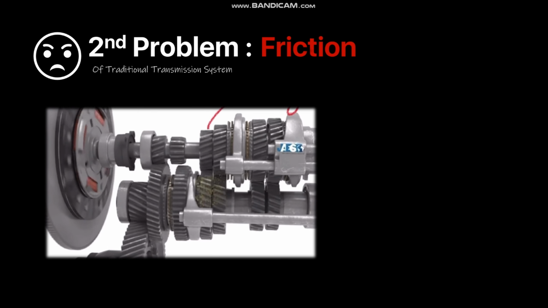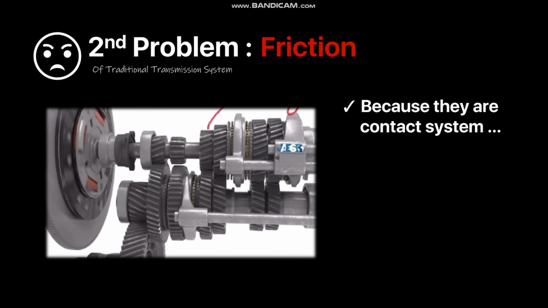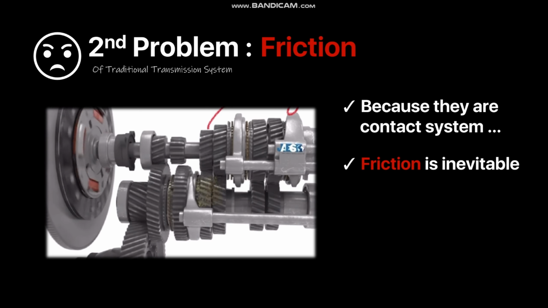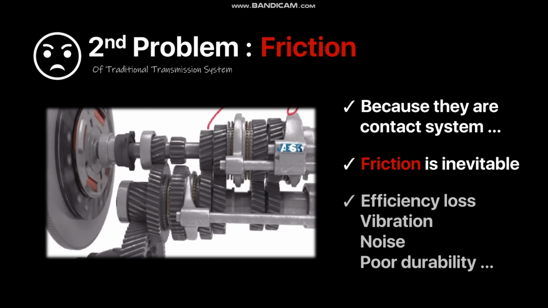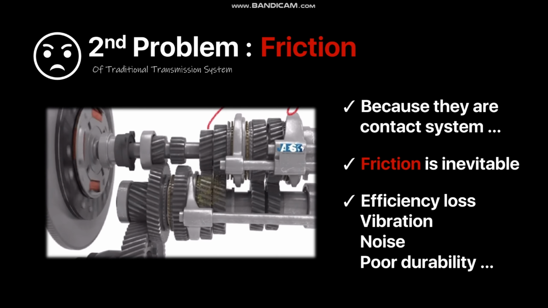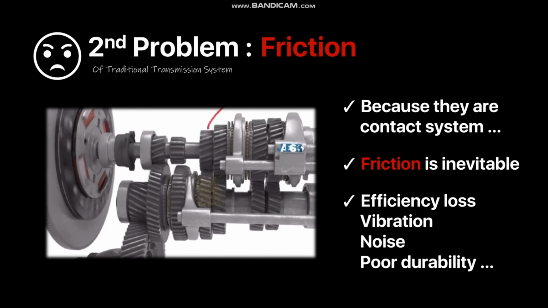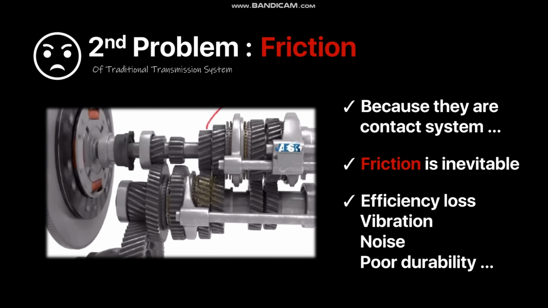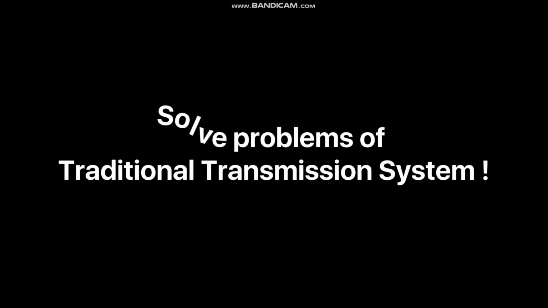Second main problem is friction. Because they are contact systems, friction is inevitable. This friction makes many unhappy things like efficiency loss, vibration, noise, or poor durability. So through this project, we try to solve main problems of the traditional transmission system.